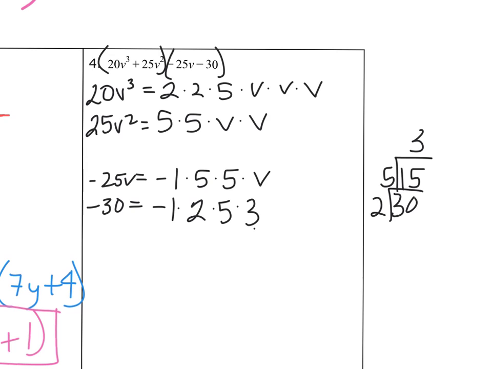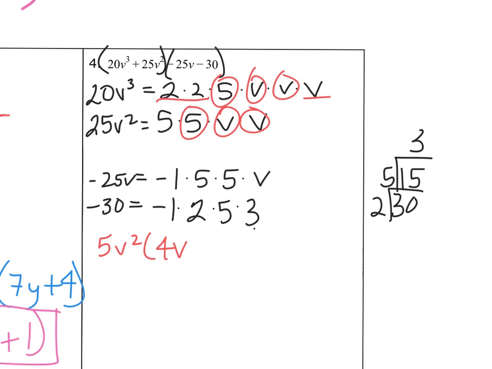So now, what do your first two terms have in common? 5 and v squared. Beautiful. So we have 5v squared. And what's left over? 4v. Perfect. Very nice. You've got this. And then the last two terms? -1 and 5. So that's -5, right? And what's left over?